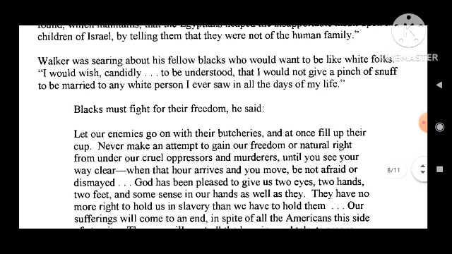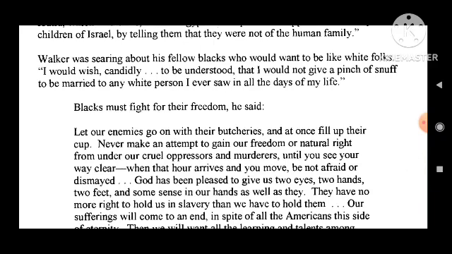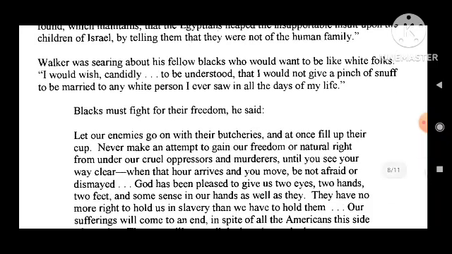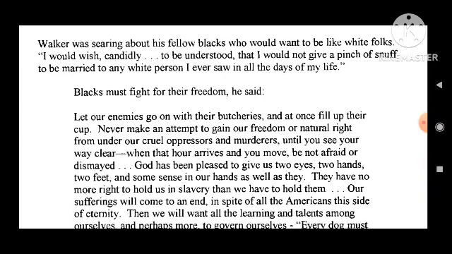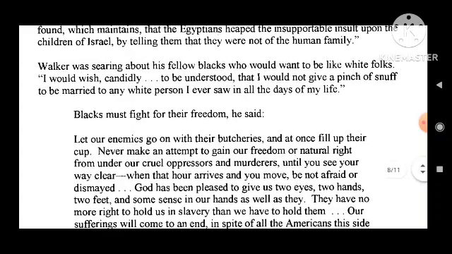So Walker was sharing about his fellow blacks who would want to be like white folks. I would wish candidly to be understood, I would not give a pinch of snuff to be married to any white person I ever saw in all the days of my life. So the black people had no right to marry a white person at that time.